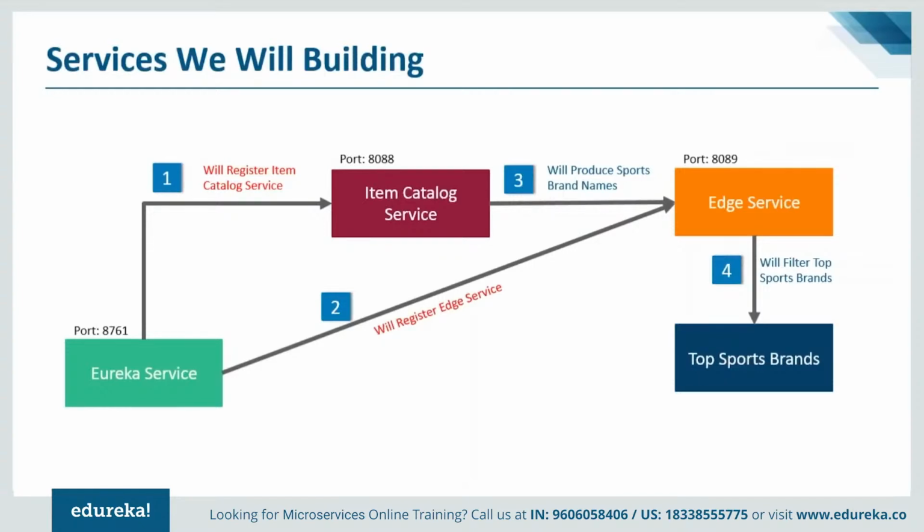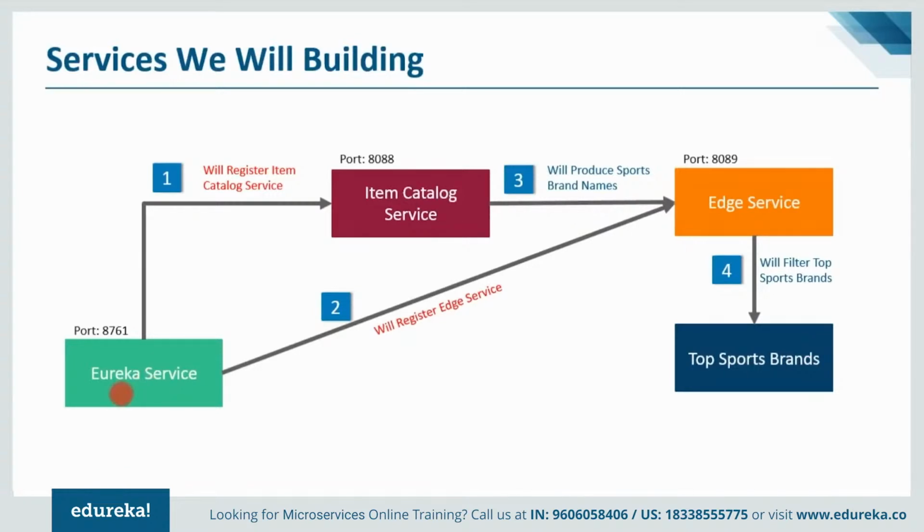One is the Eureka server, then we have the item catalog service, and then we have the edge service. So these are the three services that we'll be running. Now let me discuss each of these one by one. So the first thing is the Eureka service. Now this service will register every microservice and then the client microservice will look up to the Eureka server to get a dependent microservice to get the job done.